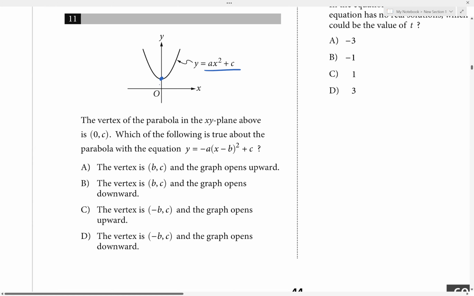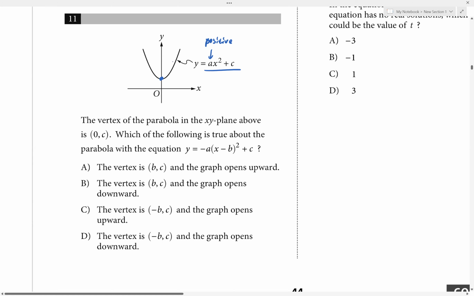Okay, so the c value should be positive. And then the a value, since it opens upward for a parabola, if it opens up, the a value should be a positive number as well, because the graph opens upward. But we're not interpreting this graph.